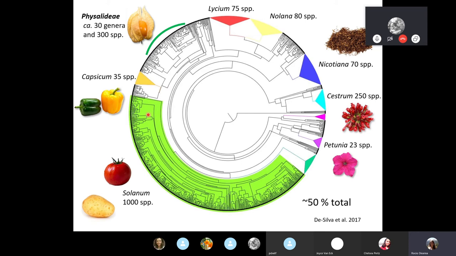This family also encompasses a lot of economically important species, such as the tomato, potato, and also for sure the chili peppers. But anyway, the focus of our seminar is the Physaloideae tribe, this group, that for me is very interesting because most of the physaloids are placed in this tribe.